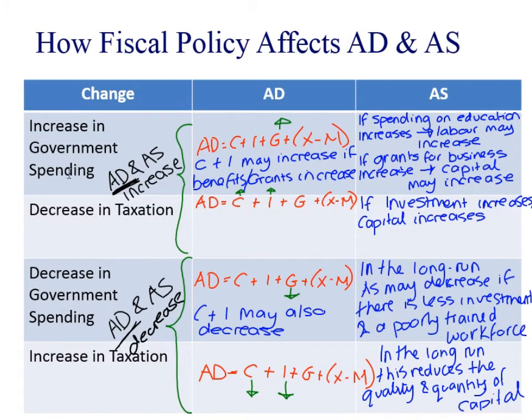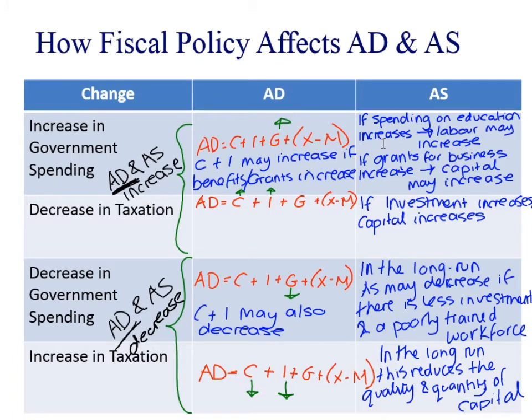So an increase in government spending, what happens? Well, AD and AS may increase, because government spending is a component of AD. So if you increase G, you increase AD. But C and I may also increase if benefits or grants increase as well. For AS, if your spending is on education, it might increase the quality and productivity of labour, and if grants or subsidies increase, it might increase the quantity or quality of capital as well.